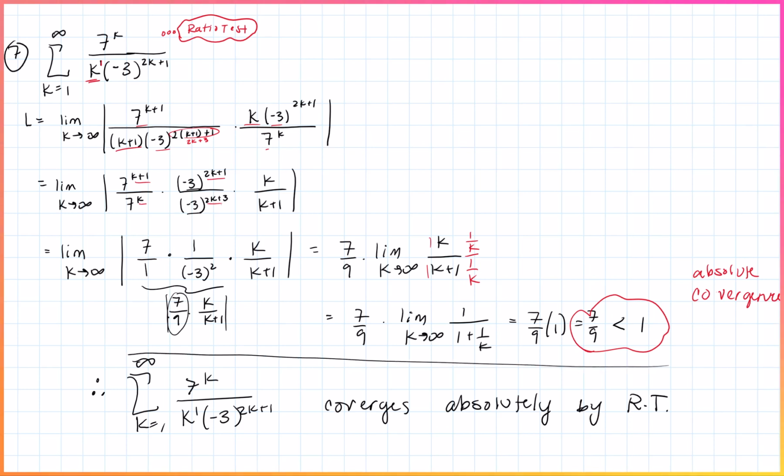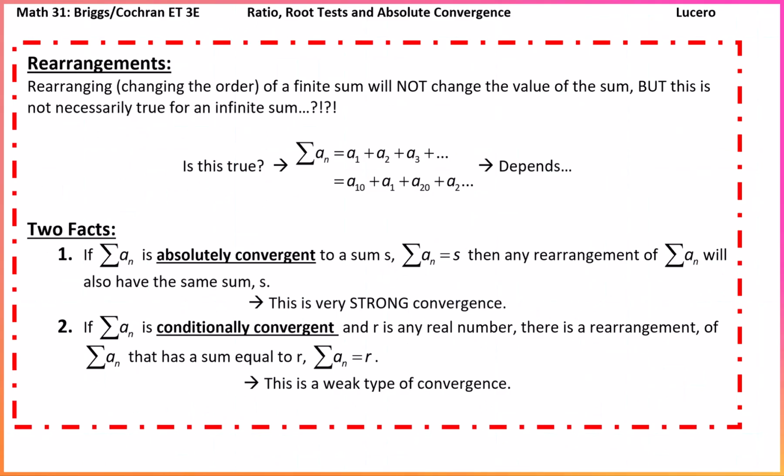And there we go. All right, I wanted to end this video just talking about rearrangements because we've been talking about the types of convergence, absolute versus conditional convergence. And so it brings up this question, like what if we change the order of a finite sum? So what if we had convergence, but we changed up the order in which we were adding the terms?